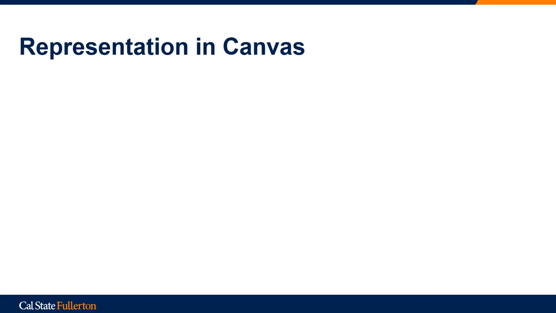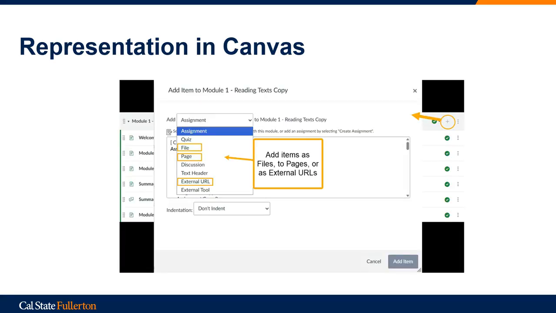There are two broad methods to add items in Canvas. The first is to add items directly to a module. By clicking on the plus button in the top right of a module, you can then add items to the module for students to choose. The drop-down menu will offer the ability to add files, create a Canvas page, or add external URLs that will appear on the module.